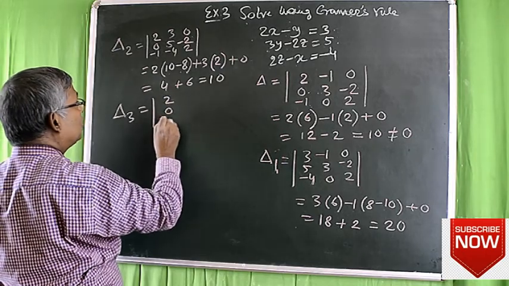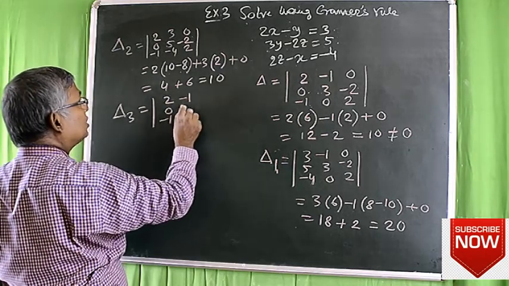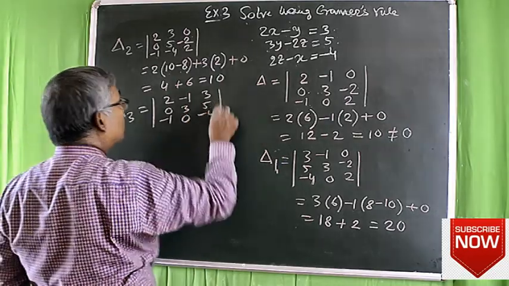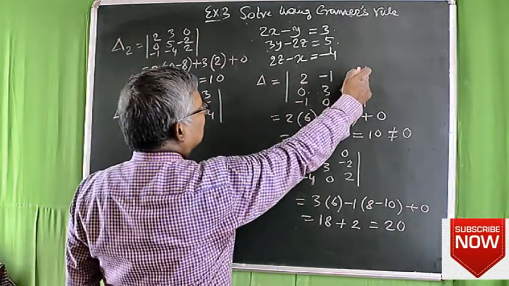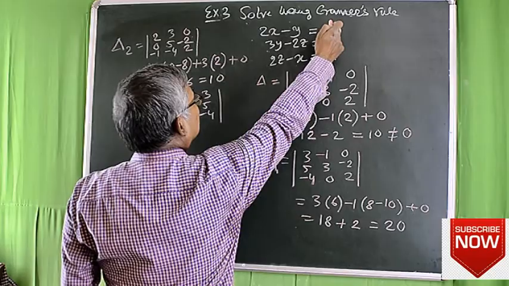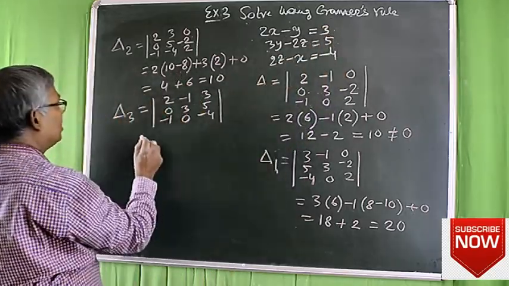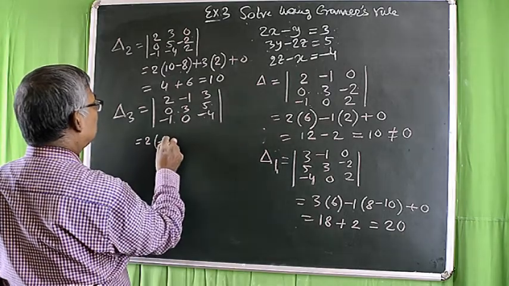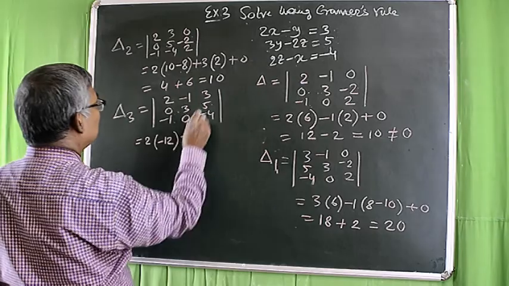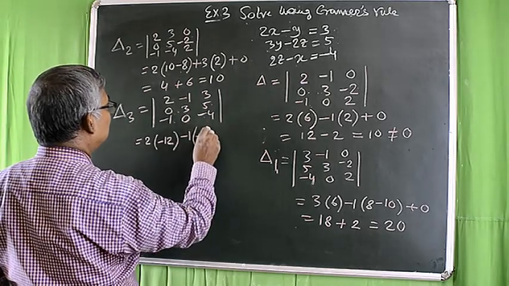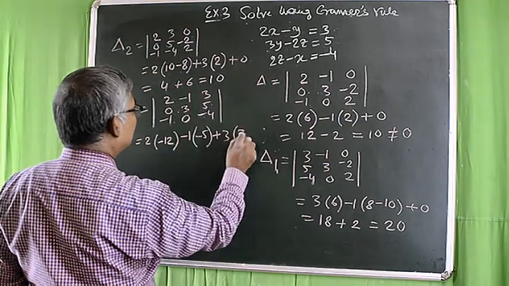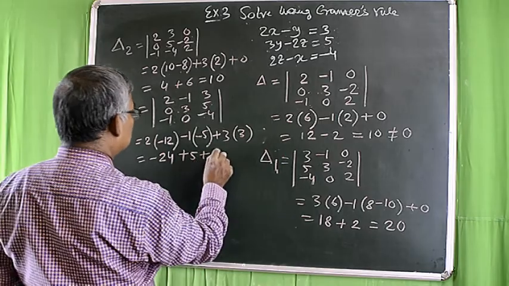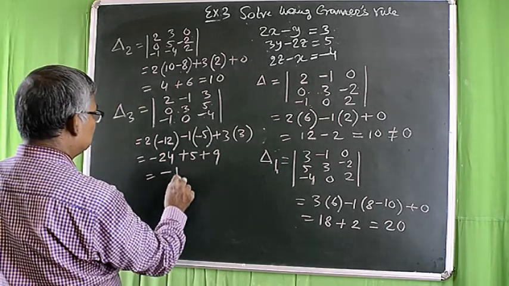2, 0, minus 1, minus 1, 3, 0, 3, 5, minus 4. Here replacing the third column by 3, 5, minus 4, so we can write 2 into minus 12, minus 1 into minus 5, 3 into 3, minus 24 plus 5 plus 9, that is minus 10.